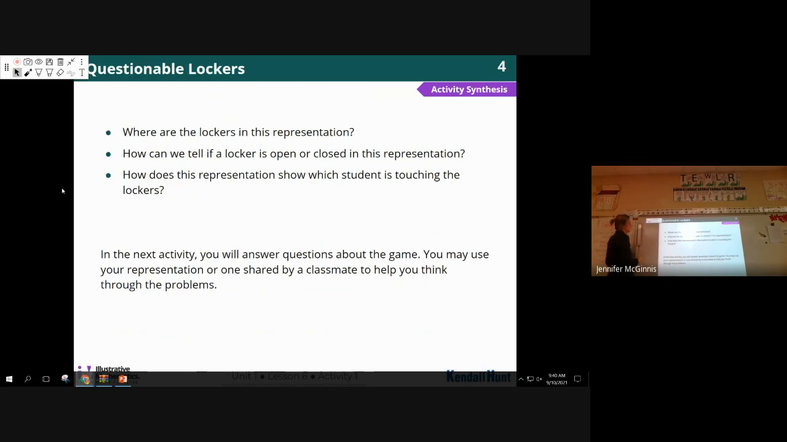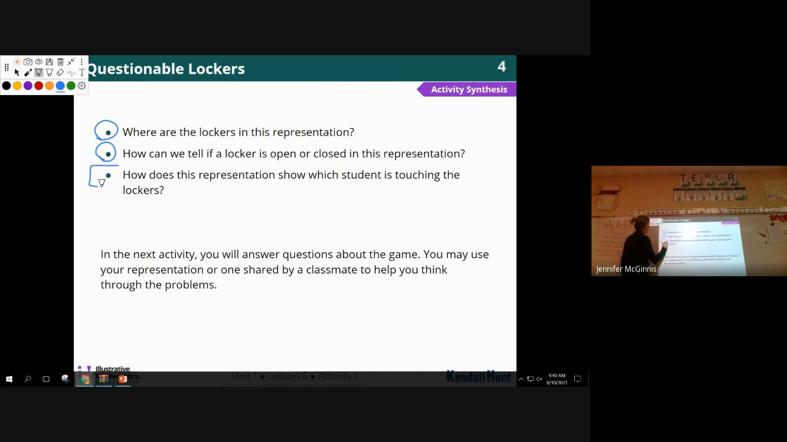So, where are the lockers in your representation? Raise your hand if you have some sort of representation of lockers. Good. How can we tell if a locker is open or closed? Raise your hand if you can tell me what your plan is for how your locker is going to be open or closed. David. For me, it's going to be an O for an open, and it's going to be a C for a closed. C for a closed. Micah? Blank for an open, and an X for a closed. Okay.